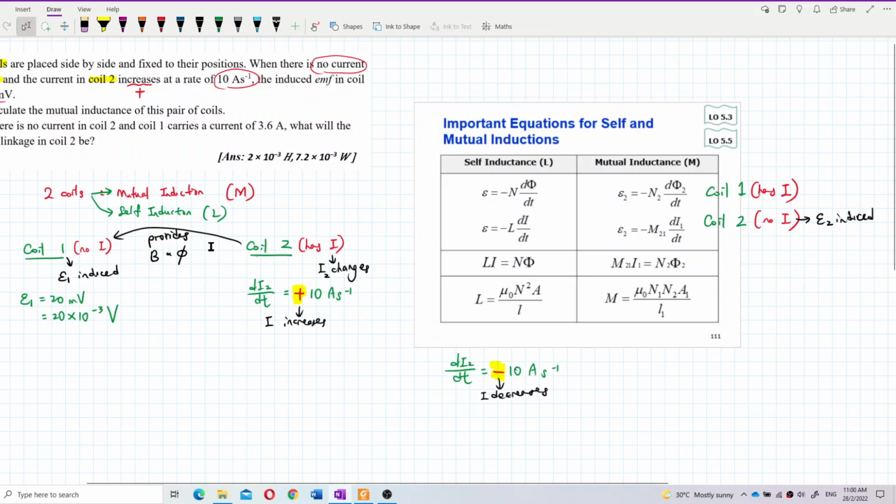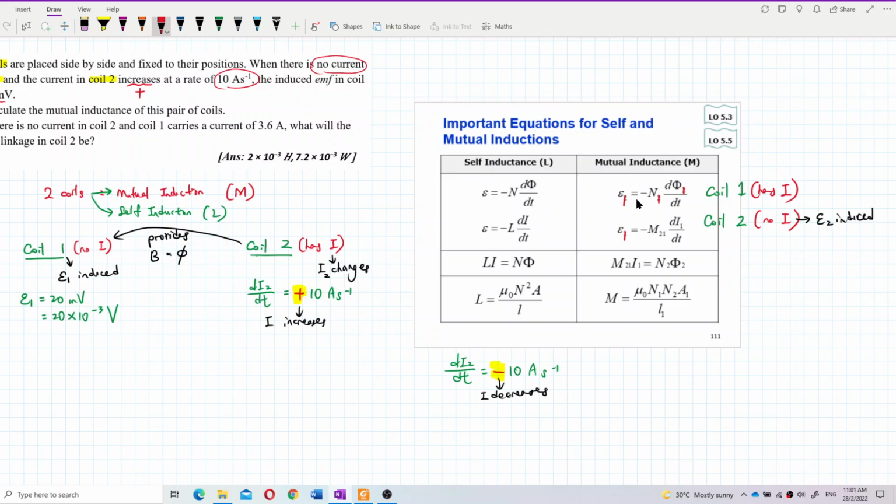So how do we use it in our context? We should change all of these. Now we are taking that coil 1 has induced EMF, because there is a change of current in coil 2. So what I have to do is change it: EMF is induced in coil 1, N1 times the change of flux in coil 1.